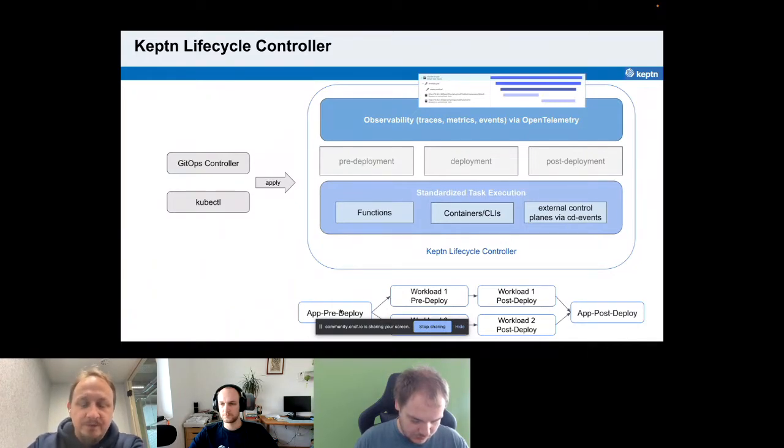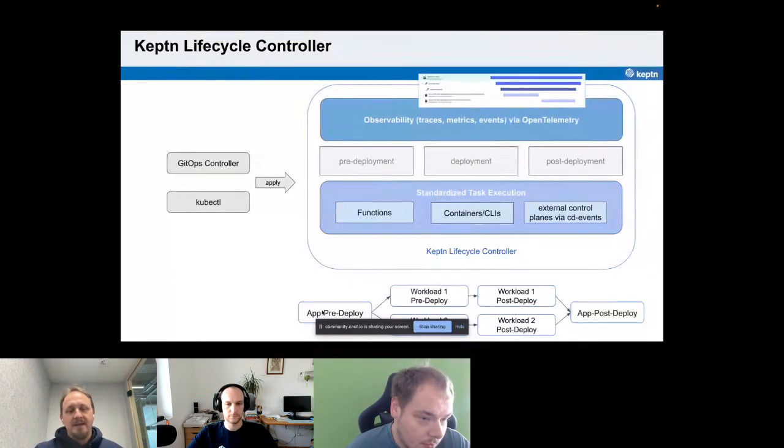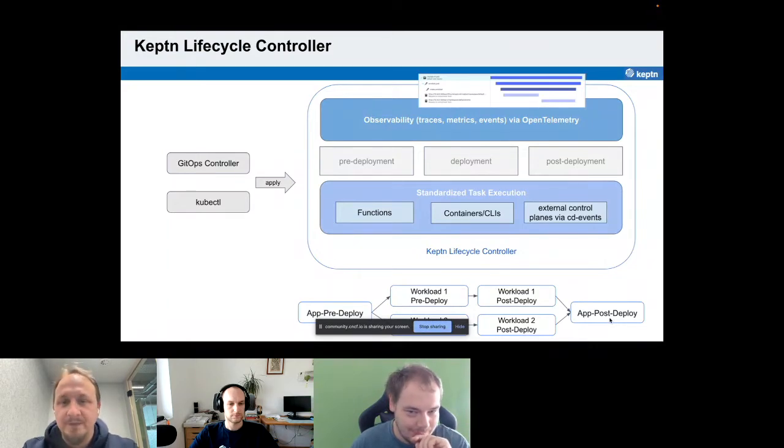What we see on the lower part of this slide is that in the end, the lifecycle controller will start pre-deployment checks based on the application in the first step. Afterwards, it might do pre-deployment tasks and post-deployment tasks based on the workload. And in the end, after all of the workloads are deployed, it will trigger post-deployment checks of the application. At the moment, we are focusing on the workload part, so we can do pre-deployment and post-deployment tasks based on the workload.